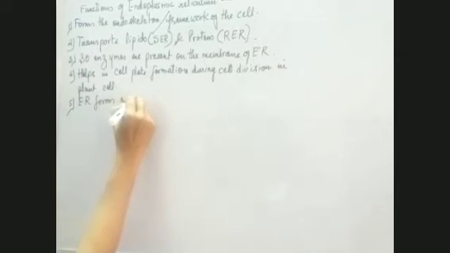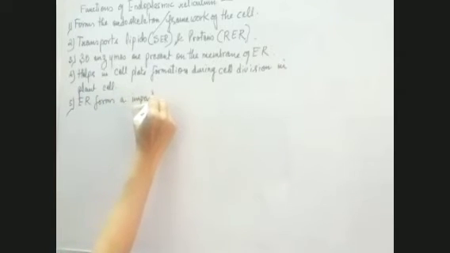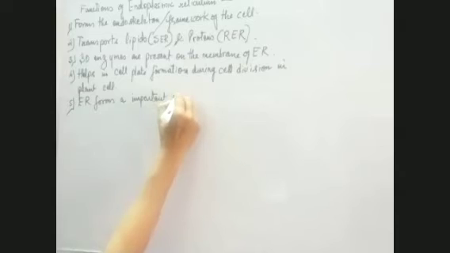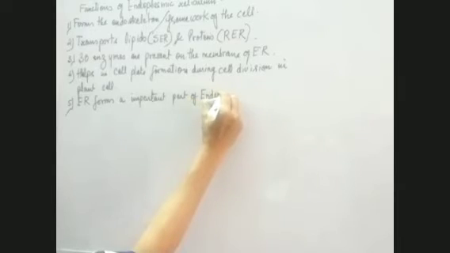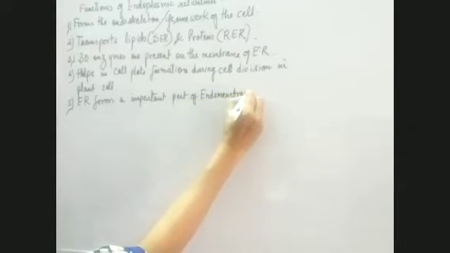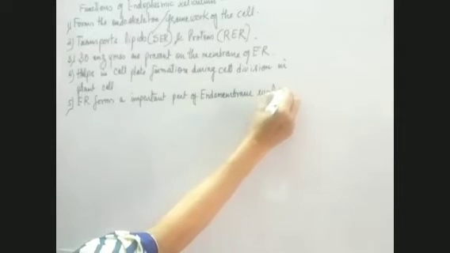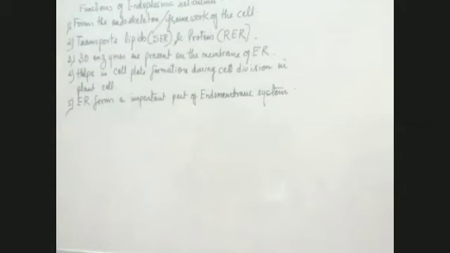Now they form an important part of the endomembrane system. ER forms an important part of the endomembrane system. What is the endomembrane system? I have already told you when we were doing this chapter. I think if you remember, you can tell me what an endomembrane system is. Anybody who remembers what is the endomembrane system?